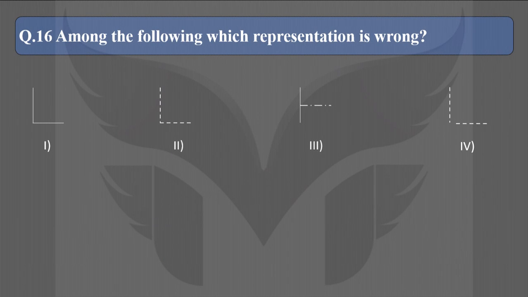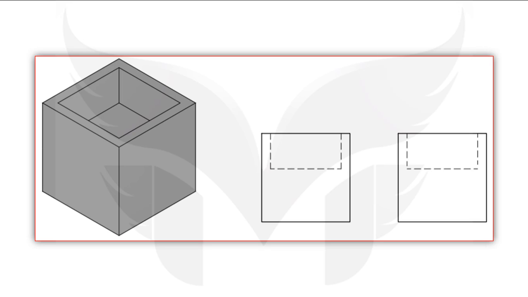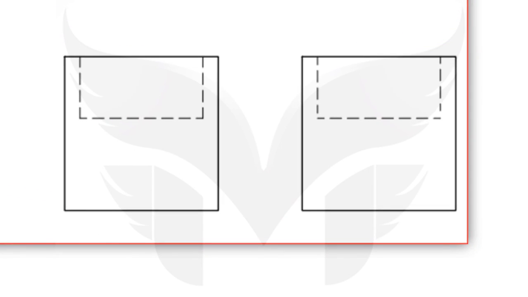Among the following, which representation is wrong? And here we have our options. Before I tell you the correct option, let's look at this. In this figure, a cube is having a square hole of a limited depth at the top. But as this hole is invisible from side, while making an orthographic views, we have to use hidden lines to show it. And here I have shown it two side views with a hole.